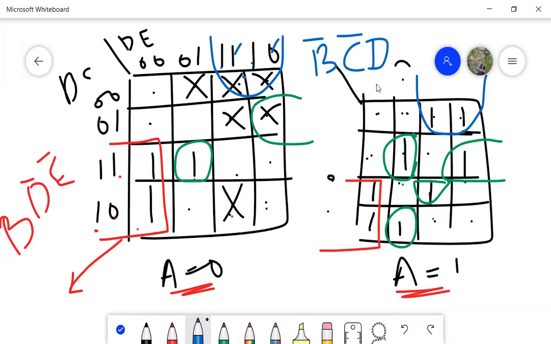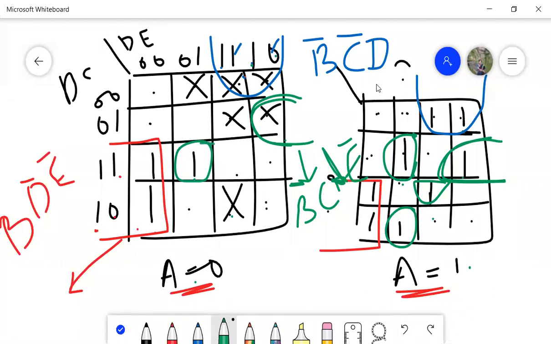Then I told we'll group this one. So this and this you can consider this green one. For this green one again, A is equal to 0, A is equal to 1 will get cancelled. So what is left out for this green one is B bar C, and the term is D E bar. So B bar C and D E bar.